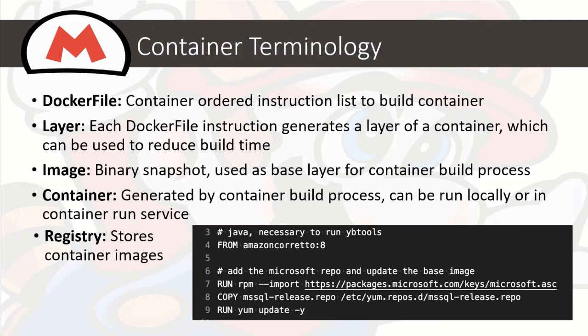So Amazon publishes Corretto if you need their open source Java. There's also Ubuntu and CentOS and just about everything you can imagine available as an image that you can grab and utilize and sort of customize for your own use case.